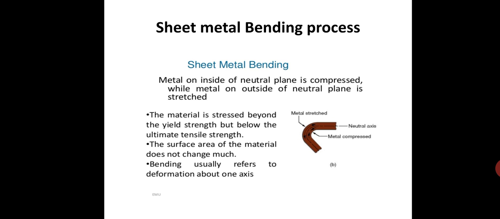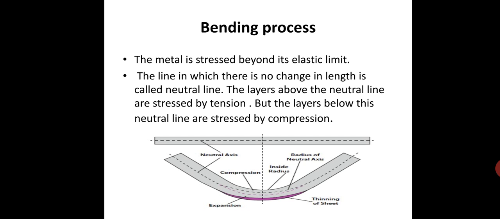The material is stretched beyond the yield strength but below the ultimate tensile strength. The surface area of the material does not change much. Bending usually refers to the deformation about one axis. Here is the bending process. The metal is stretched beyond its elastic limit. This diagram shows where the expansion, compression, and the neutral axis are.